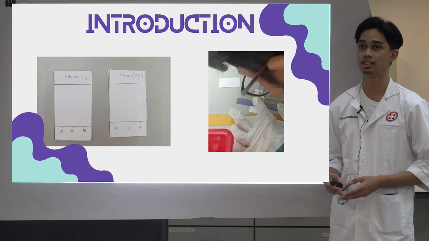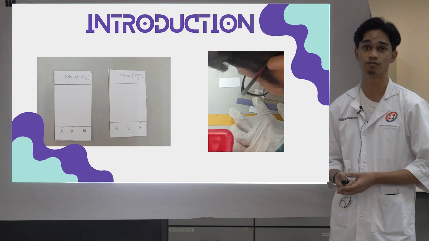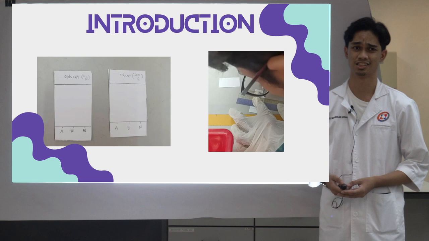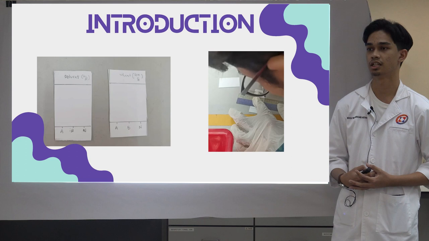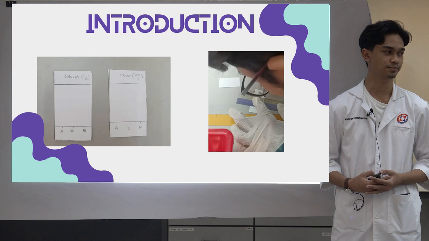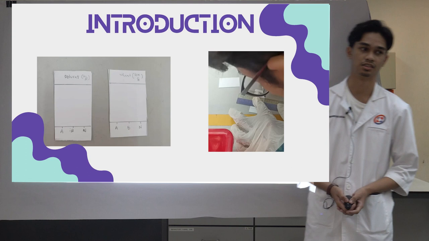So what is the main purpose that we use TLC for? The main purpose is to determine the purity of the components and to identify what components we are using. The problem statement that we found in this experiment is how do we find out the purity of the components by using thin layer chromatography itself. So that is all from me. I will pass the mic to Hisham.